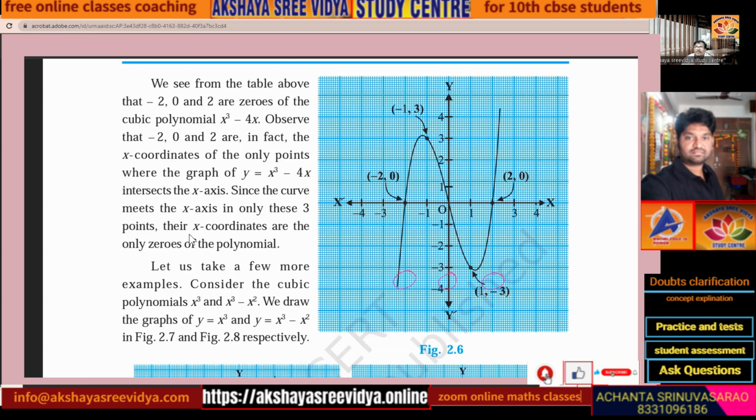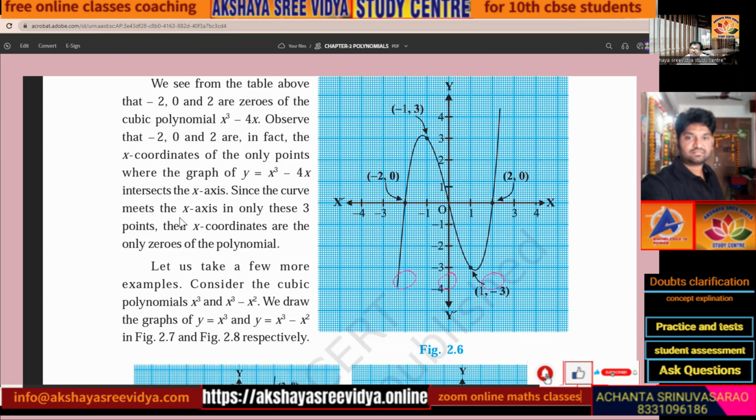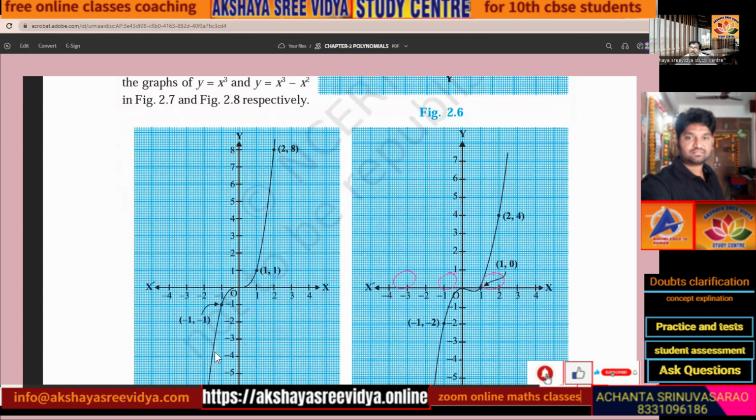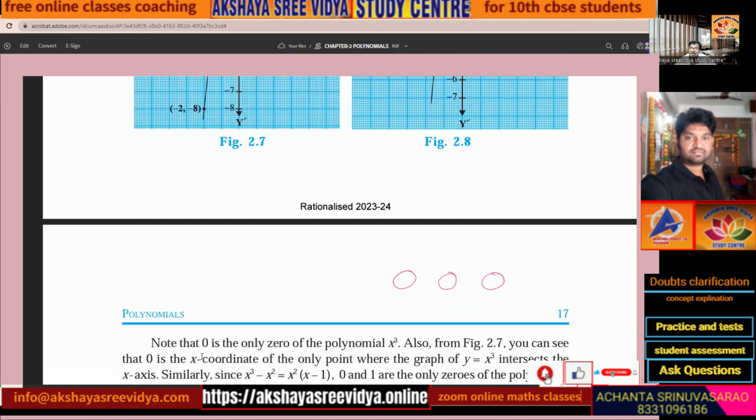See the table. Let us consider a few more examples of cubic polynomials: x cube and x cube minus x square. We graph y is equal to x cube and y is equal to x cube minus x square. This is x cube. This is x cube minus x square.